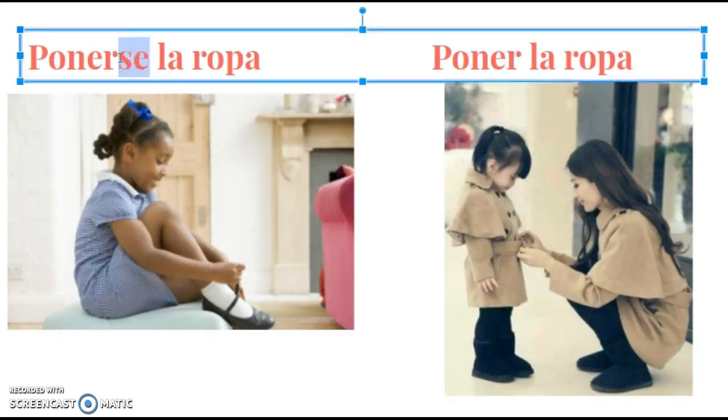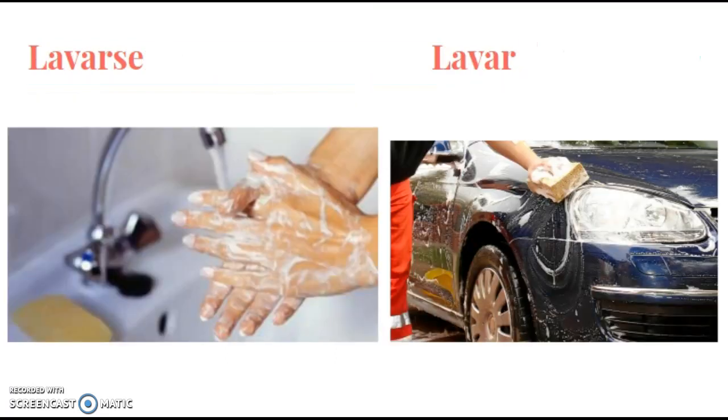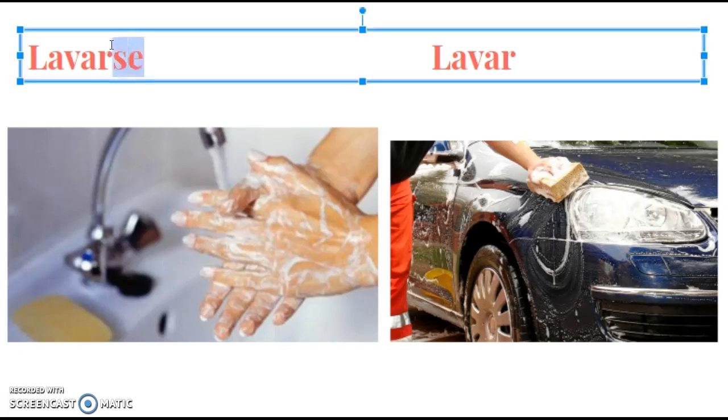Here I have ponerse la ropa. She's putting her own clothes on, so I have that SE. Here I got rid of the SE because the mom is putting the clothes on for the daughter. Y finalmente, hay lavarse con SE. You're washing your own hands, doing it to yourself. Y aquí hay lavar, no SE, porque es un coche. You aren't doing it to yourself.